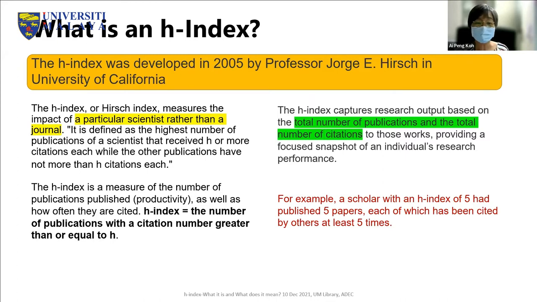What does it mean? When I ask you, what is your H-Index? If you say my H-Index is 10, you have at least 10 papers that each received at least 10 citations, even though the total citations that you received might be 1,000. That gives you a snapshot of the individual's research performance, a focused snapshot.